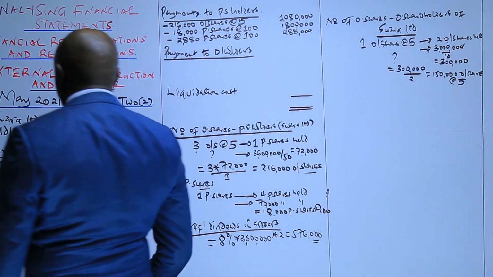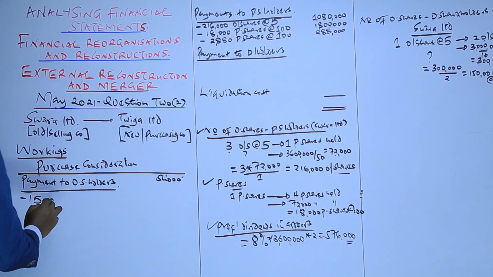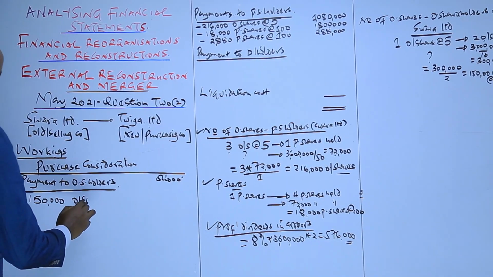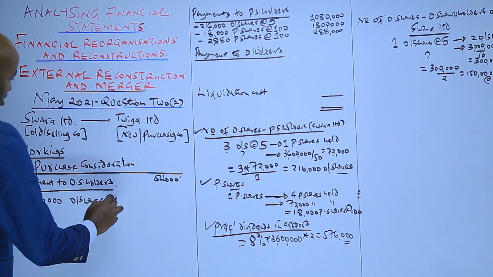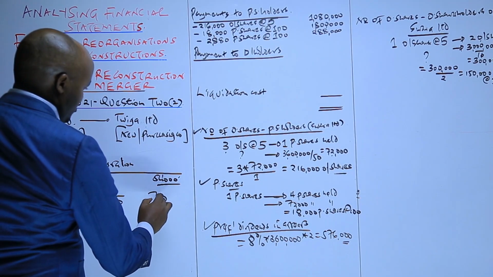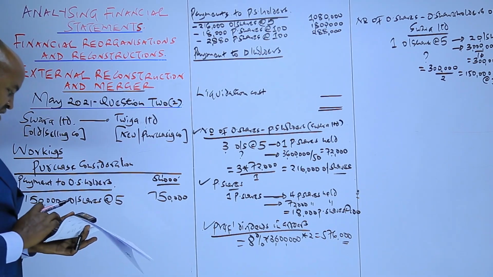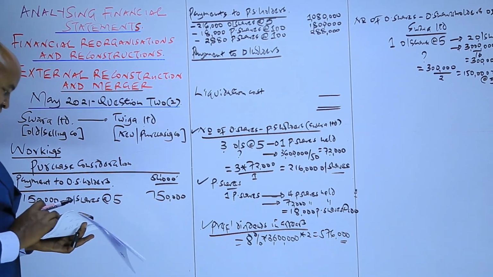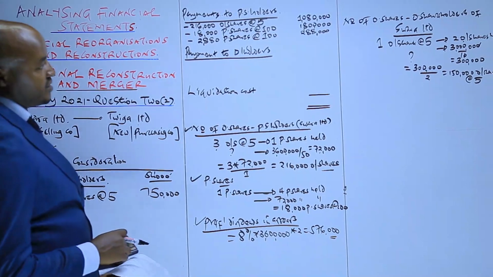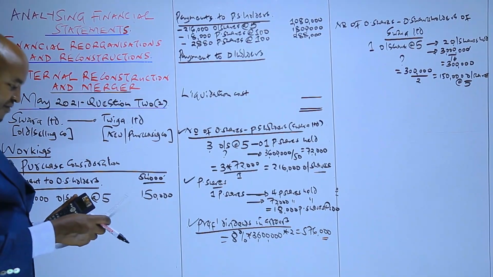So that is now the payment to the ordinary shareholders, who will be issued with 150,000 ordinary shares which are credited at 5. And this will give us a figure of 750,000. But we just need to confirm: we have 150,000 times 5, which will give us 750.